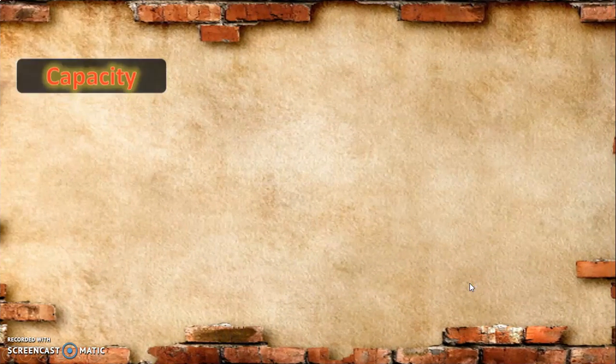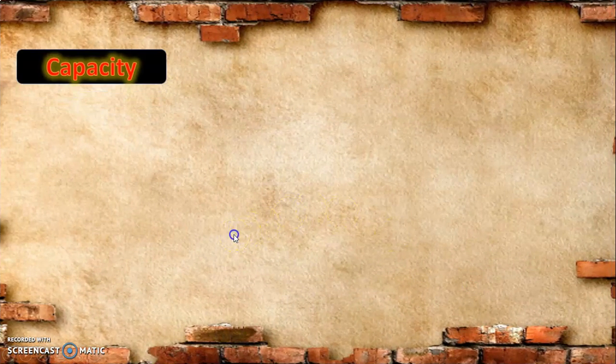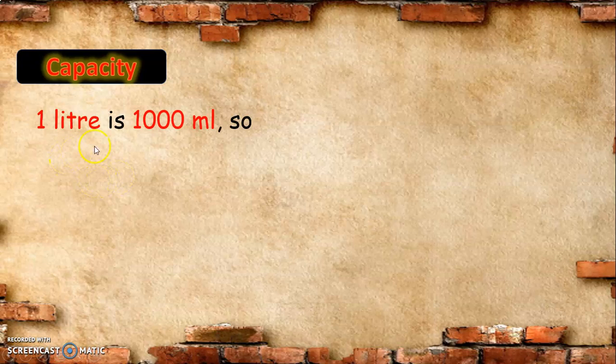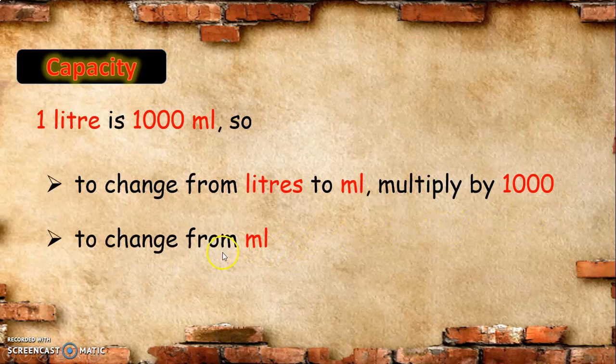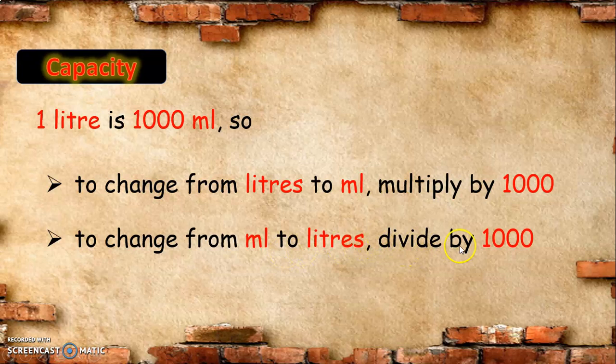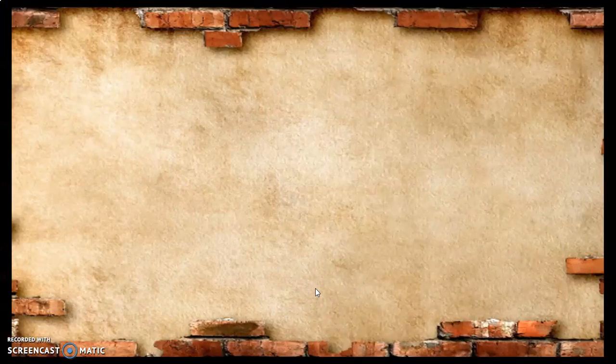Let us go to capacity. We all know that 1 liter is equal to 1,000 milliliters. So to change from liters to milliliters, we need to multiply by 1,000. And if you want to change from milliliters to liters, we need to divide by 1,000. So let us have an example for that.